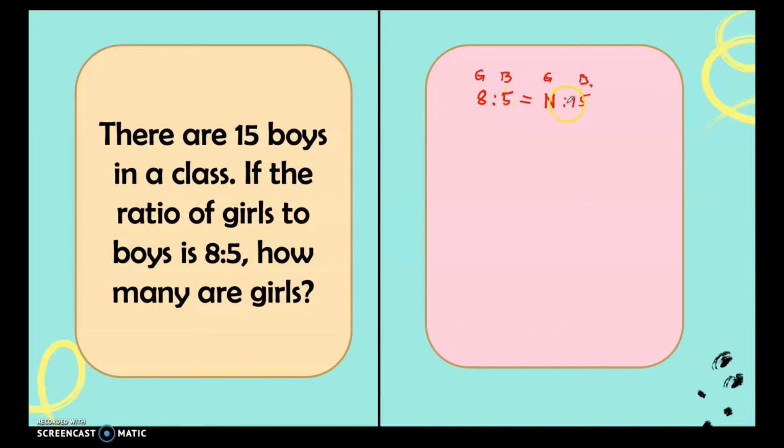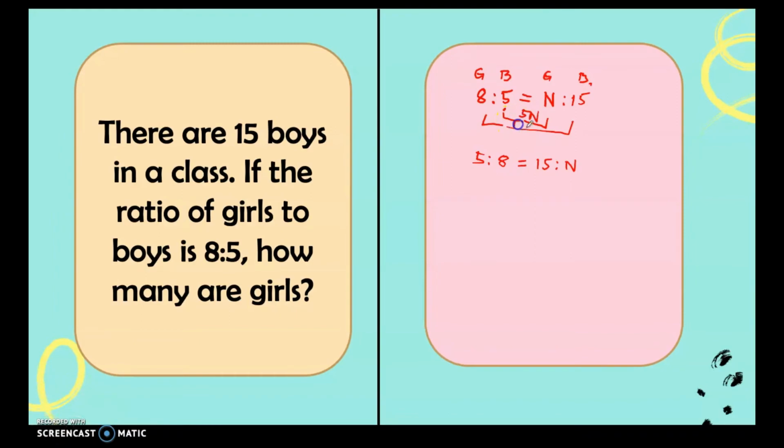Okay. So order is very important in the ratio. So if this is the girls and this is the boys, it should be girls and then boys. If you want to write boys to girls, you can also write this as 5:8 is equal to 15:n. We will still get the same answer. We solve this, we have 5n, and 15 times 8 is 120. So we have 5n is equal to 120. n is equal to 120 divided by 5. n is 24.